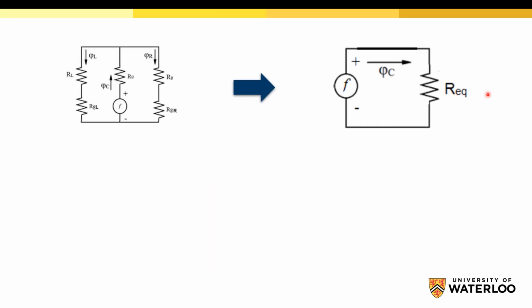Now we have the equivalent reluctance, and we know the magnetomotive force. We can calculate the flux. So the flux is equal to the magnetomotive force, which is equal to the number of turns times the current, over the equivalent reluctance.